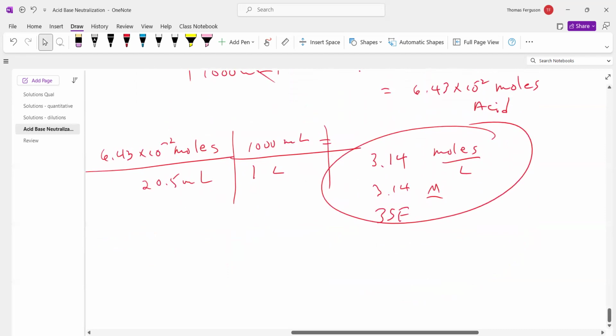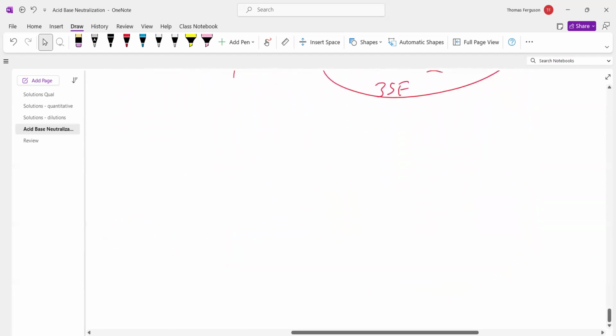We're okay with that? All right, I'm going to do one last problem before we go to lab, and that's going to be an example of an extra credit problem. And that's if we have a jug of base and a jug of acid, dump them together, what do we end up with?